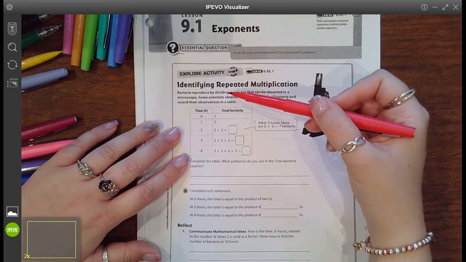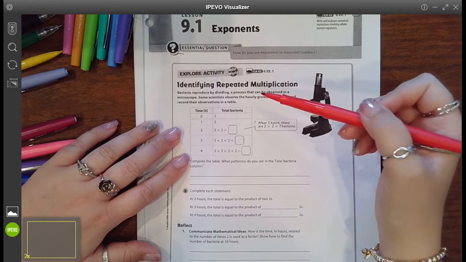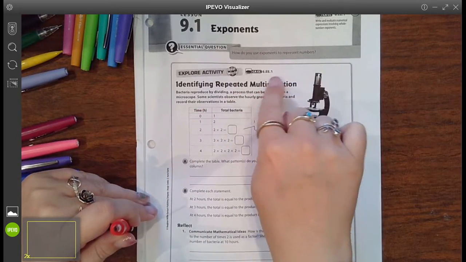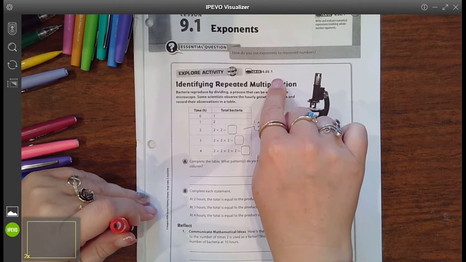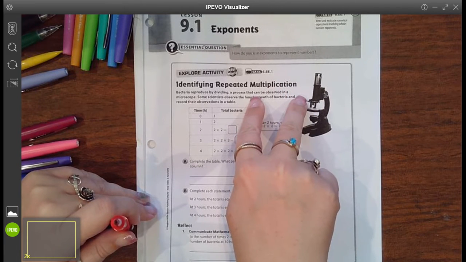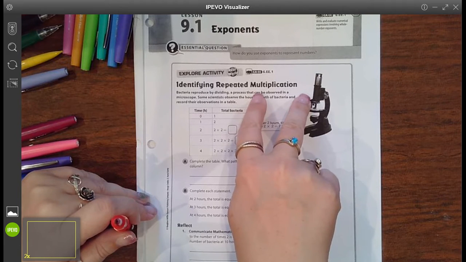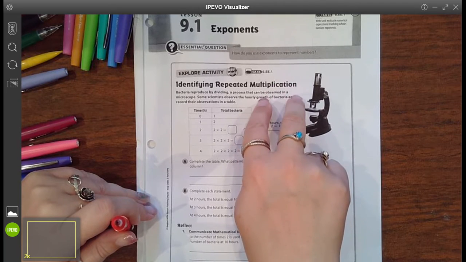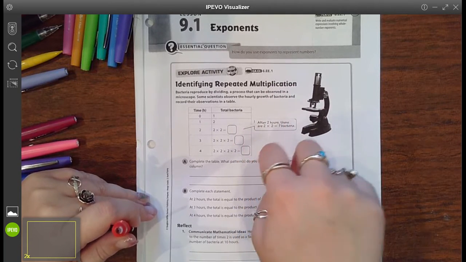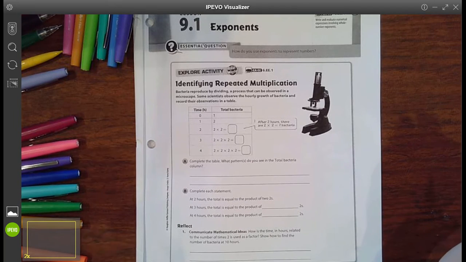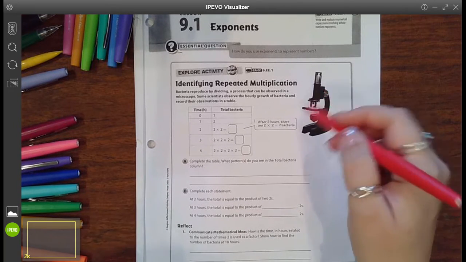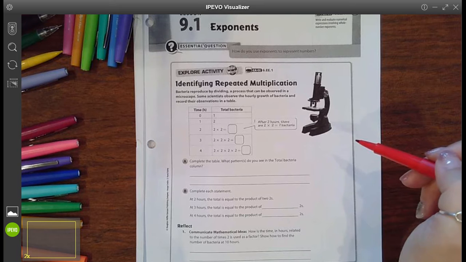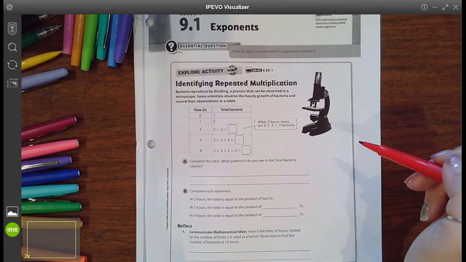Bacteria reproduce by dividing. And you're like, wait a minute, you just said that it's repeated multiplication. So what do you mean by it's dividing? If you have one single cell, that cell divides or splits into two cells. It replicates. And then each of those splits in half. So now this one splits into two, and this one splits into two. So you went from 1 to 2 to 4, and so on. To represent these scenarios where you have things that keep dividing in half, we're going to use repeated multiplication or exponents to represent it. So we don't have to write it out so many times.